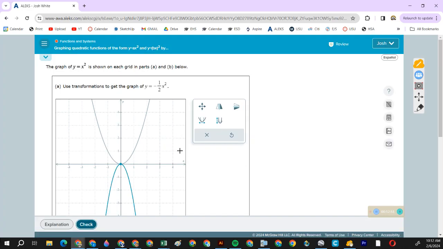What if the 1/2 was on the inside? Well, if the 1/2 was on the inside, you would think that the x-axis would get half as big. But the inside always works backwards, so multiplying by 1/2 on the inside is going to make it wider, twice as wide.